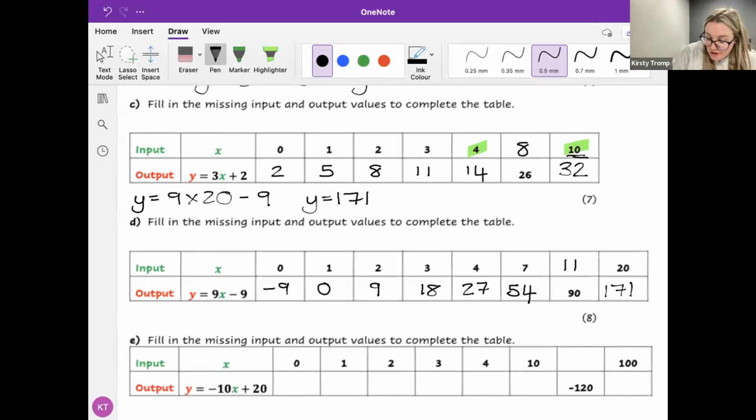So what we're doing, Jonathan, is we're taking our input values and we're trying to work out what the output would be. So if x was equal to 0, what would the output be? Instead of seeing x, we're going to see 0 for the first one. So we say 9 times 0 gives me 0, and 0 minus 9 would give me negative 9. Does that make sense, Jonathan? Yes, thank you, Miss. You're welcome. No problem.